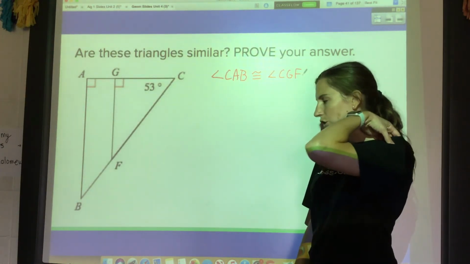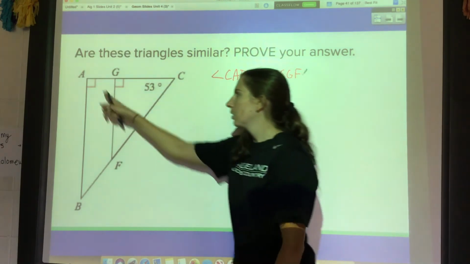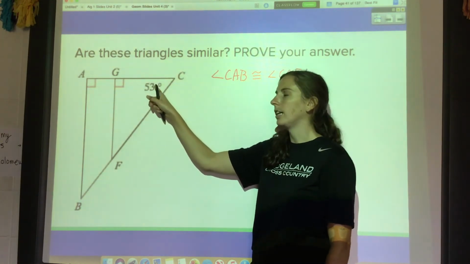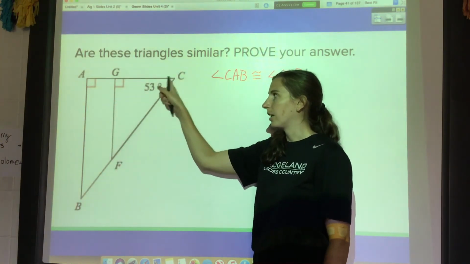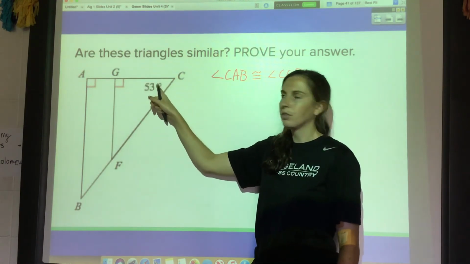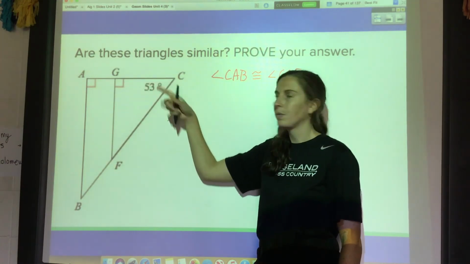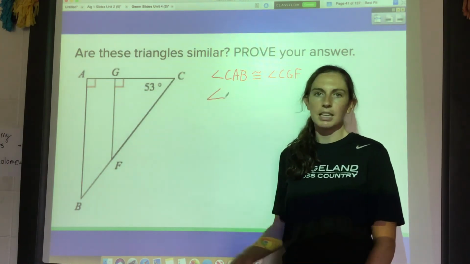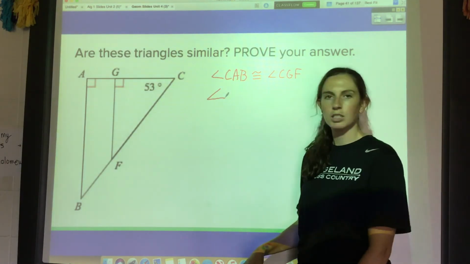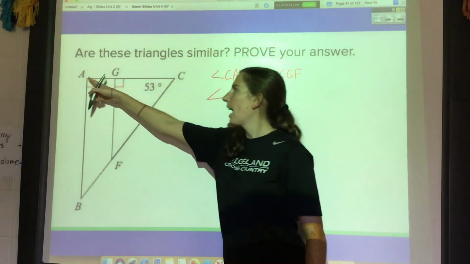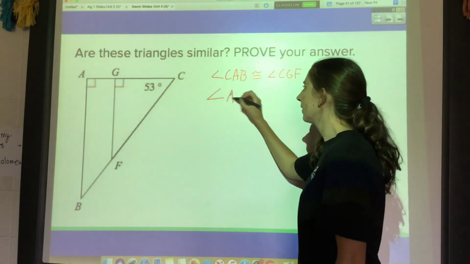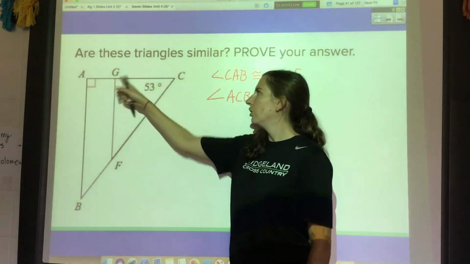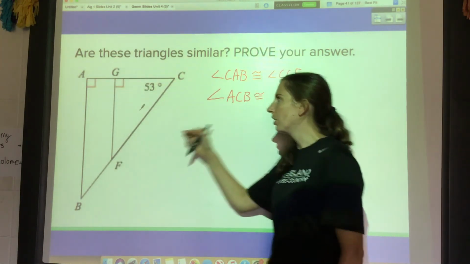And if you look at these triangles, they actually overlap. So this big triangle has an angle here that's 53 degrees. And this little triangle has an angle here that's also 53 degrees because it's the same angle. And so you could say angle C is congruent to angle C, but that doesn't really tell you that it's in both triangles. So just to be a little more specific, angle ACB, that's the big triangle, is the same as angle GCF, which is the little triangle.